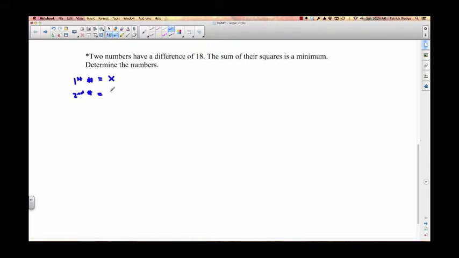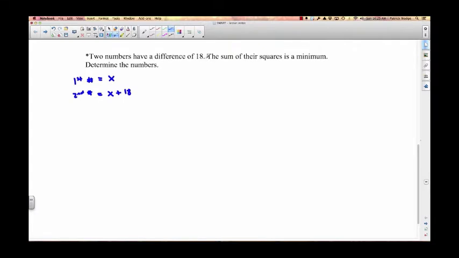You could call it x minus 18, because one's 18 less than the other. Or you could call it x plus 18, because one's 18 more than the other. Depends whether you want to consider x the small number or the big number. I like x plus 18 here, because I like dealing with pluses and not minuses. Alright, so we've dealt with this first sentence.